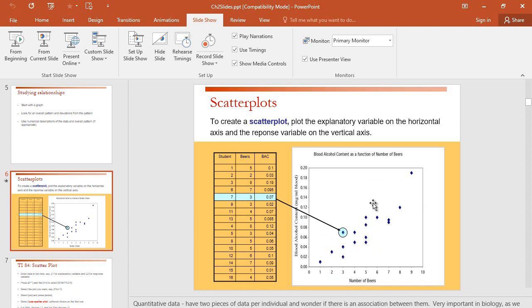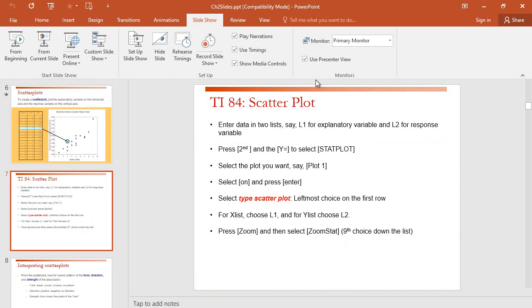This plot here is called a scatter plot. When you draw a scatter plot, the explanatory variable is plotted along the horizontal axis, and the response variable is usually plotted along the vertical axis. So here I have instructions for how to create a scatter plot using a TI-84 calculator.